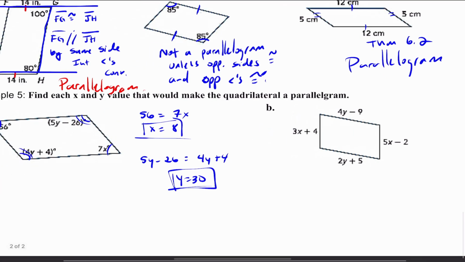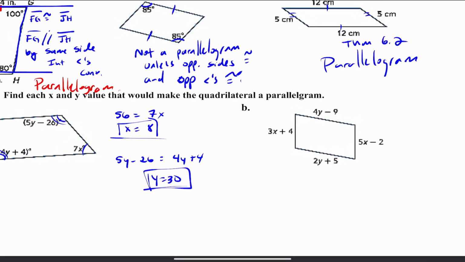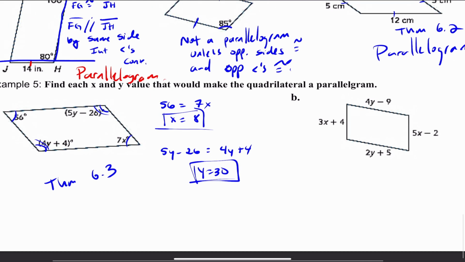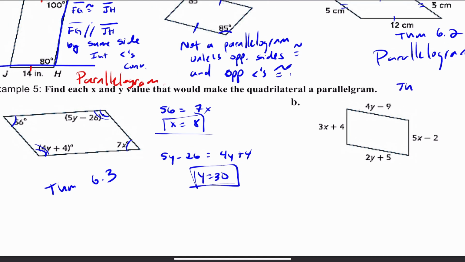And basically I was using theorem 6.3. And then over here, I'm going to be using theorem 6.2 because all these expressions here are part of the sides. So opposite sides are congruent. 4y minus 9 equals 2y plus 5. So y is equal to 7. And 3x plus 4 is equal to 5x minus 2. So x is equal to 3.